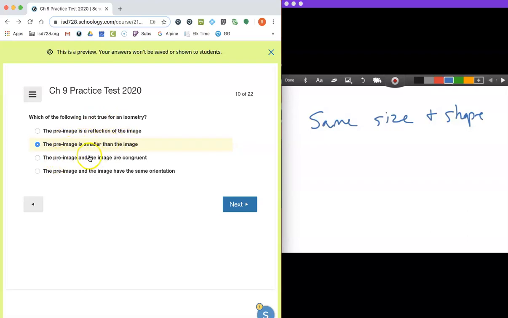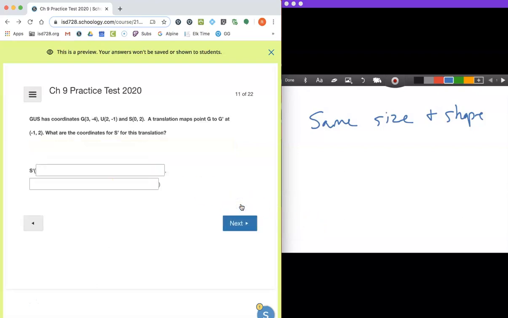So that's going to be our answer. The pre-image and image are congruent. That's true. The pre-image and image have the same orientation. That's another one that's sometimes. Okay, so we have a couple. This one's kind of a poorly worded question. This one's the only one that's definitely not true. This could be true if it's a reflection. This could be true if it's anything but a reflection.